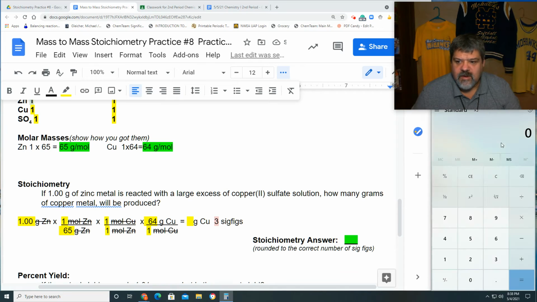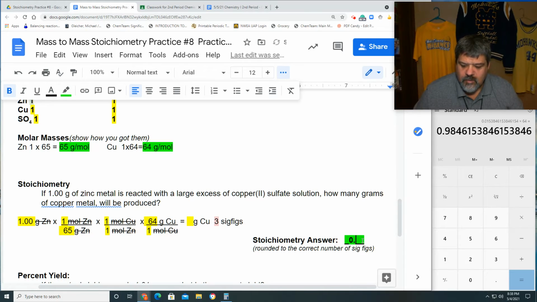We're going to come over here to the calculator, and we're going to do this one first. So we're going to say 1 divided by 65. And then we're going to multiply it by 64. So our number actually should be less than 1. So let's see what it is. It works out. It does. It is less than 1. So it's going to be 0.984615. And I can go on and on and on and on with this.